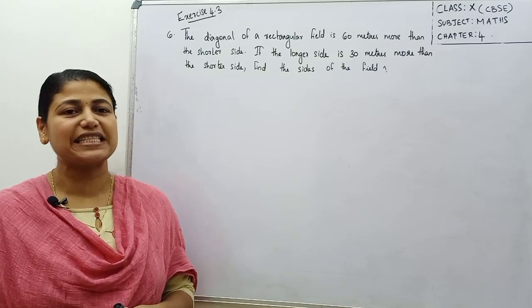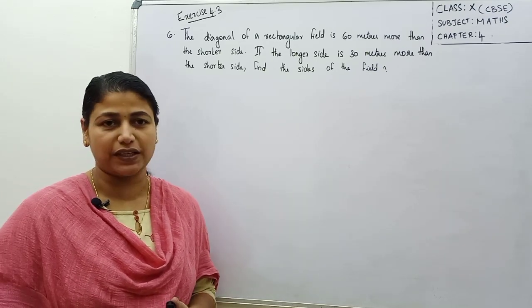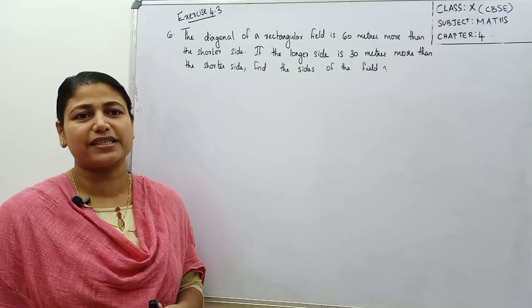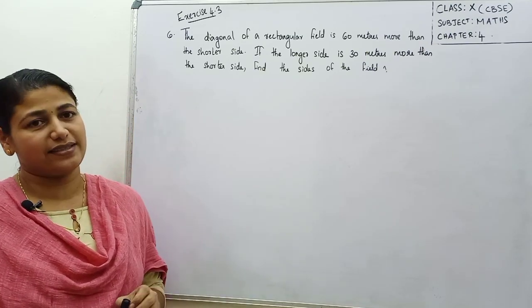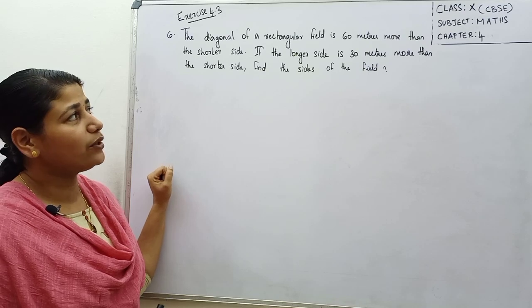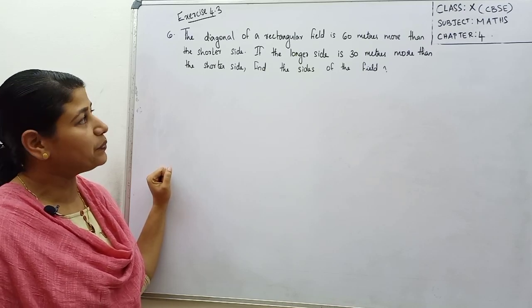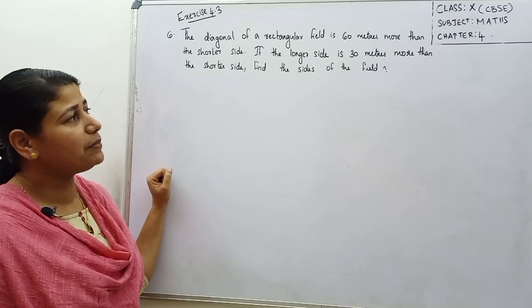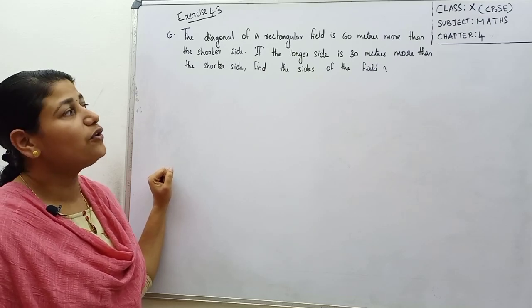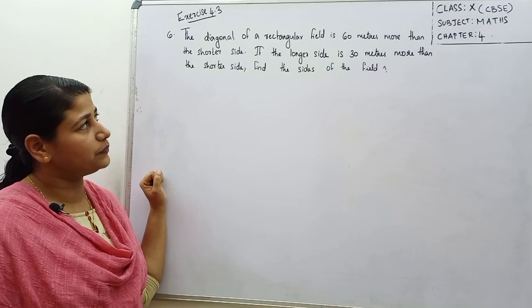In the last class we were discussing exercise 4.3. Today also we are continuing with the same exercise. Here is your sixth question. The diagonal of a rectangular field is 60 meters more than the shorter side. If the longer side is 30 meters more than the shorter side, find the sides of the field.